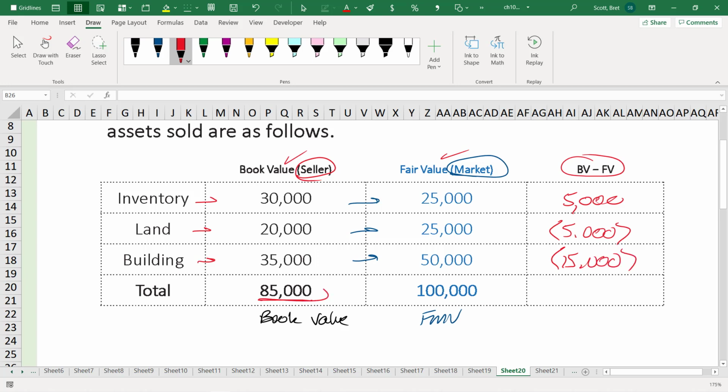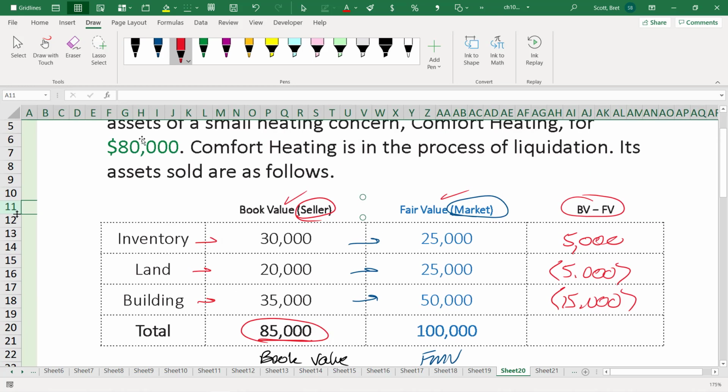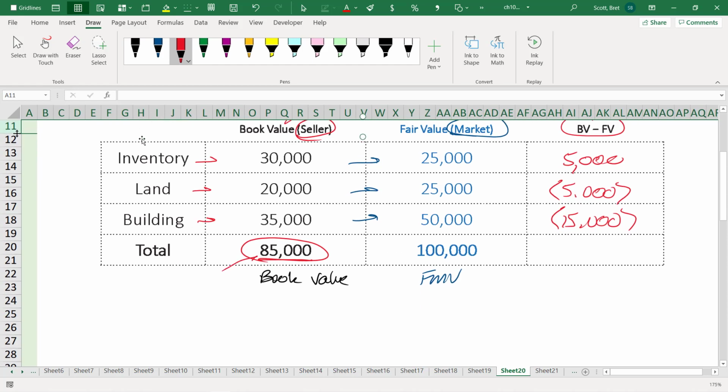Well, we're not being charged $85,000. Remember, we're being charged the overall $80,000. So going back up, realize that this is the overall amount that we're spending. We are not paying whatever the seller's book value is, so we're going to ignore that. Also keep in mind that even though there may be a difference between the seller's book value and fair value, we don't really care so much about that either. The only thing we really care about is this number.